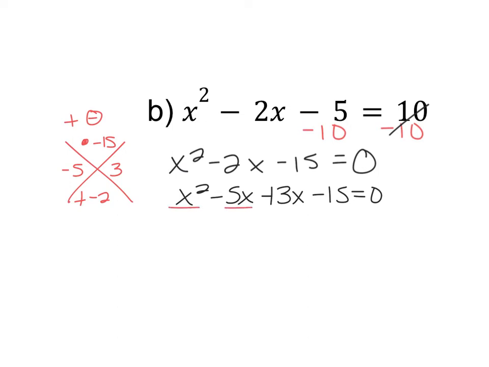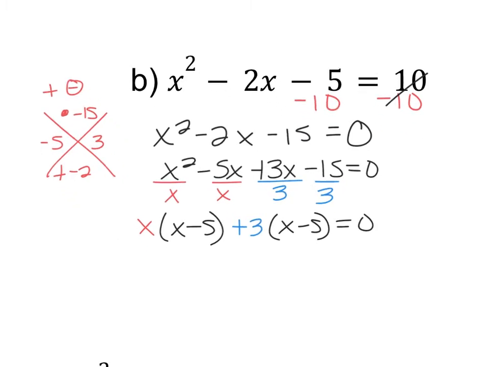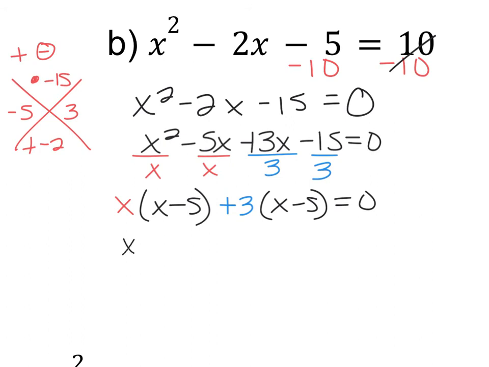Factor out my GCF from my first two terms, which is just an x. So that would give me x minus 5. Factor out what I can from here. It looks like just a 3. So a positive 3. That would leave me with x minus 5 as well, equals 0. Sweet. Okay, so now I have x plus 3 times x minus 5 equals 0.